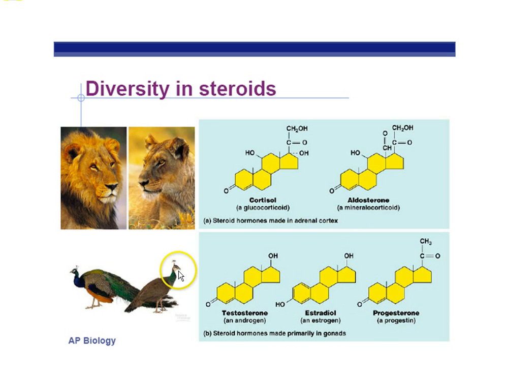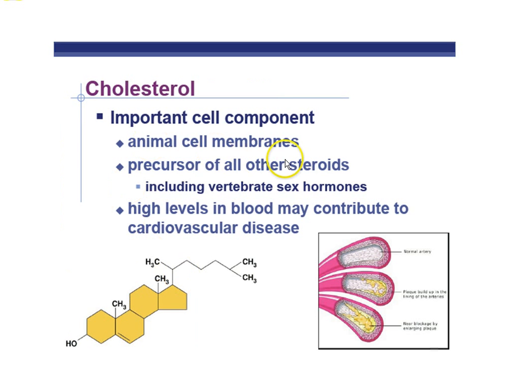and then you modify it to make your sex hormones, whether it's female or male sex hormones. Cholesterol is an important part of cell membranes in animals. They increase the fluidity, allow the phospholipids to slide past each other more easily. It's also the starting point, or precursor, of the steroids, and high levels in the blood contribute to cardiovascular disease and plaque deposits, which increase blood pressure.